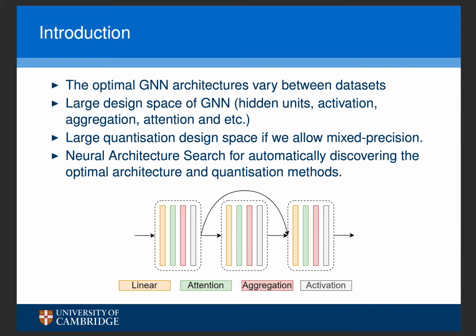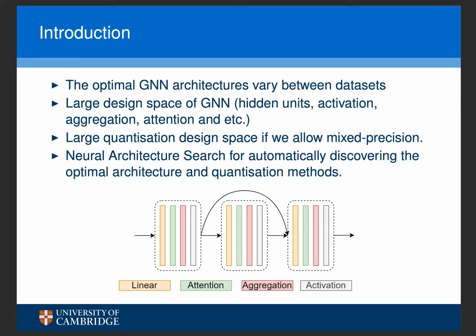Even if we forget about the quantization, the GNN network architecture can vary a lot on different data sets. And so this implies that we have a really large design space of the GNN architecture. This means we can choose different hidden units, different activation functions, different aggregation methods, or different attention methods. And in the graphical illustration here, I'm giving an example of how we define a graph neural network.